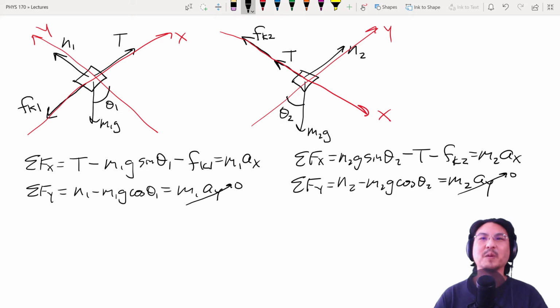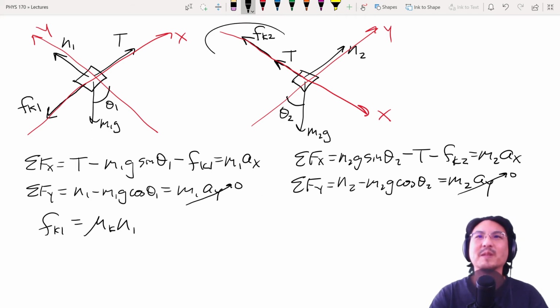Okay, and then we know one more relationship: that this friction is proportional to this normal force. That friction is proportional to normal force. This friction is proportional to this normal force. So I'll write that over here.